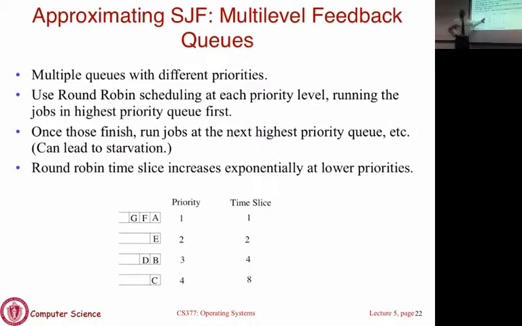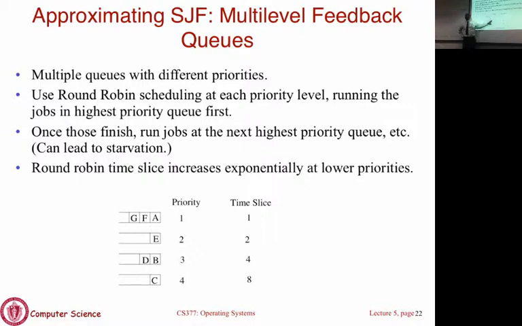Okay, this is MLFQ. It combines what we just said. It's going to try to explicitly favor IO bound jobs, but it is actually a variant of round robin as well. You basically have not one queue, but n queues. Within each queue, you are going to do round robin. Queues have decreasing priority. Top queue, highest priority. Next highest priority, next highest priority.